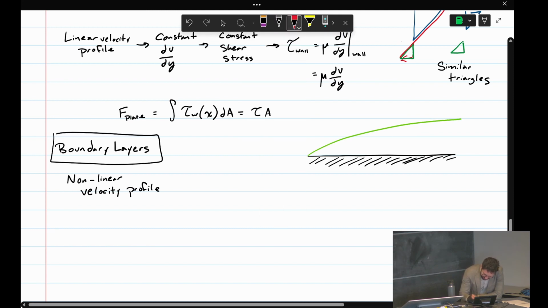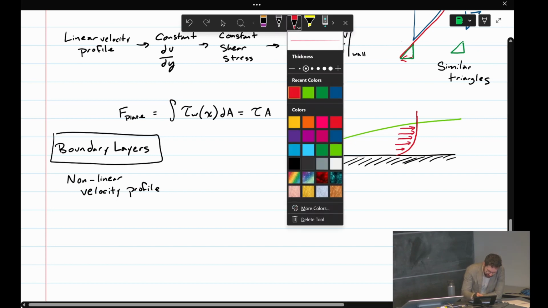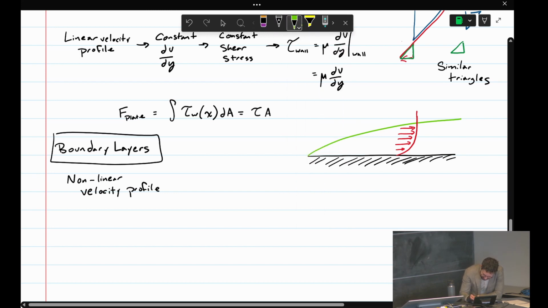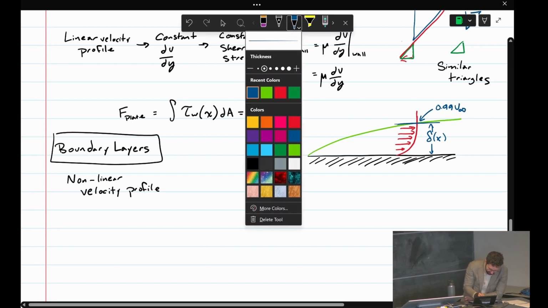Remember we have this nonlinear velocity profile. At any given point, the boundary layer thickness, delta, is defined by the u value being 0.99 u infinity. That's how the boundary layer thickness is defined.